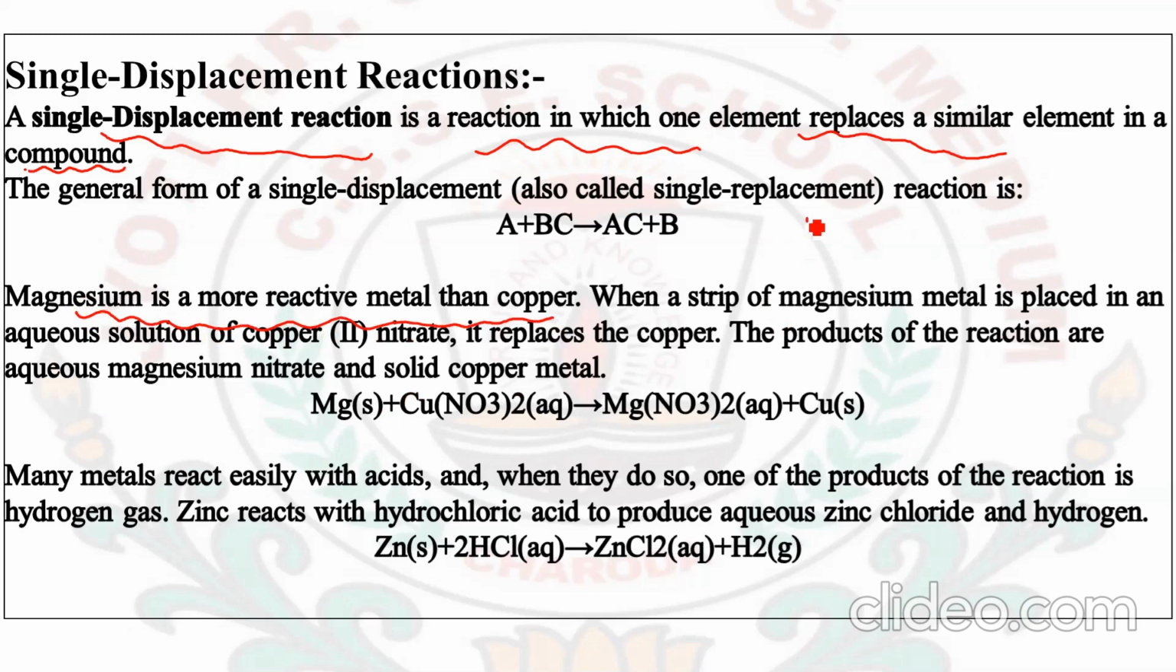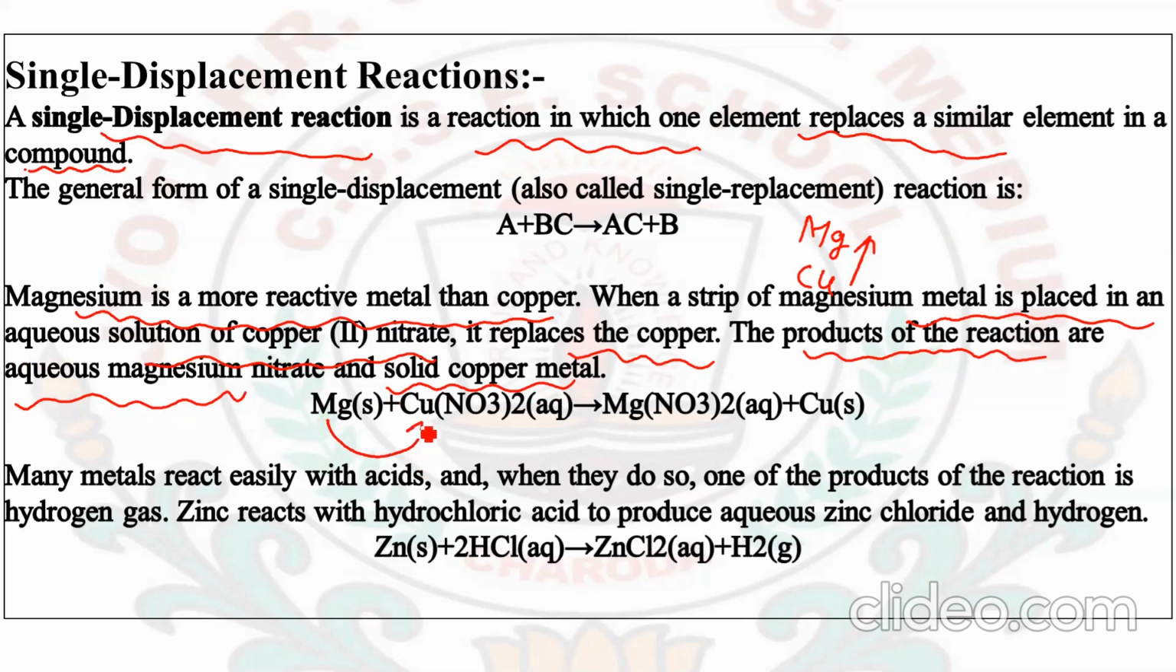For example, here we are taking magnesium, which is a more reactive metal than copper. As you know, magnesium, Mg, is present higher in the reactivity series than copper. So when a strip of magnesium metal is dipped in an aqueous solution of copper nitrate, it replaces the copper in the solution. The products of the reaction are aqueous magnesium nitrate and solid copper metal. Magnesium will displace the copper from the nitrate salt, magnesium nitrate will be formed and copper will be released.